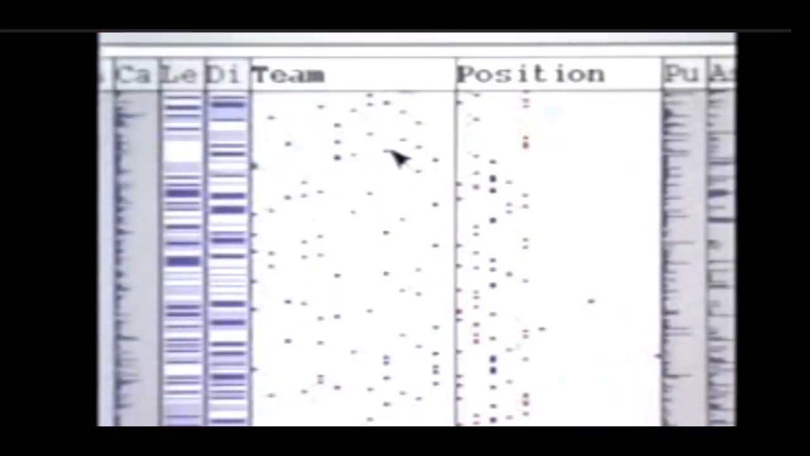Team and position of a player categorize players into different groups. Category values are displayed using blips. In focus columns, the blip is colored and positioned in the cell according to underlying value. In context columns, since space may be tight, only color is used to indicate the value.